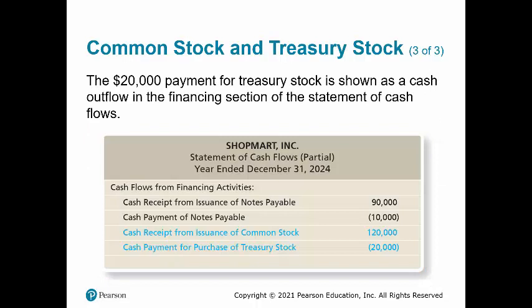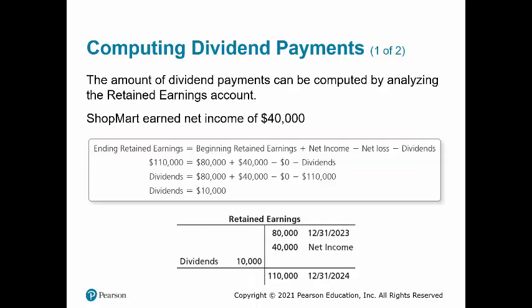As we see on this slide, we show the cash receipts and the cash payments separately. So cash receipts from issuance of common stock would be an addition of $120,000, and cash payment for purchase of treasury stock would be a cash use or a subtraction of $20,000. Now, we have to analyze our retained earnings account in order to be able to determine if Shop Mart Inc. issued any dividends for 2024. We can do that by analyzing retained earnings.